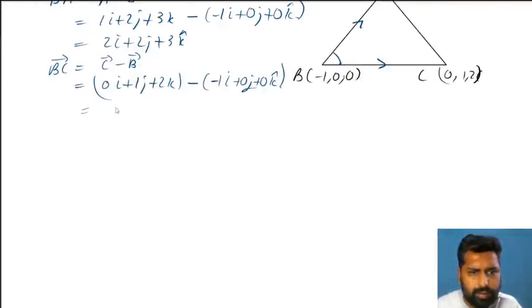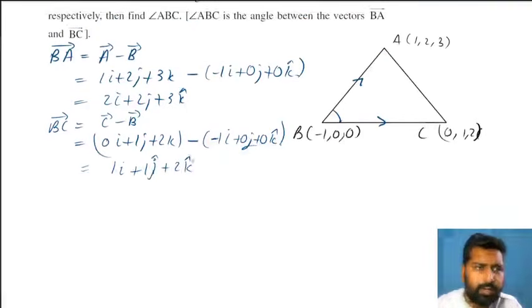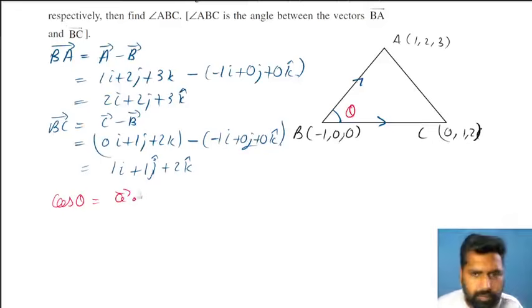Subtract them. So this becomes 1i plus 1j plus 2k. Now you have the two vectors and you need to find the angle between them, theta. What is the formula? The cos theta will be your dot product of the vectors, A dot B upon mod A mod B. So this time instead of A, what is our vector? BA vector dot BC vector, dot product of them divided by their magnitude.